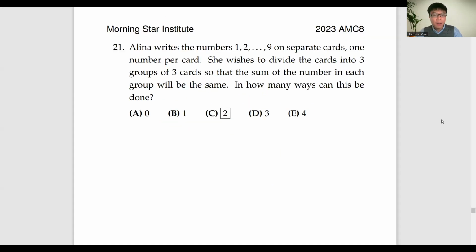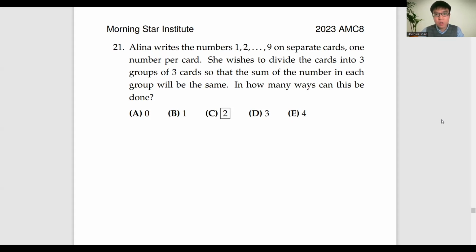Question 21. Alina writes the numbers from 1 to 9 on separate cards. She wants to divide them into 3 groups, 3 cards in each group, so that the sum of numbers in each group will be the same. So in how many ways can this be done?